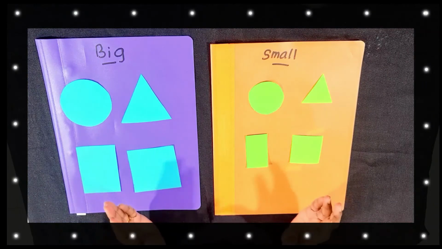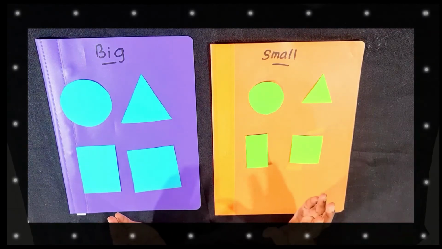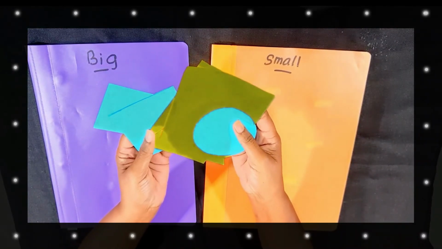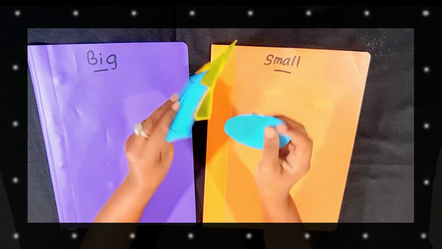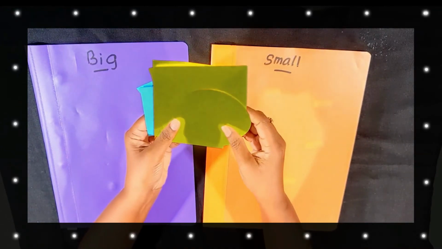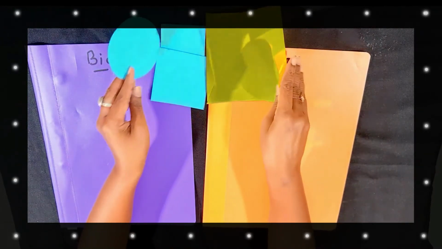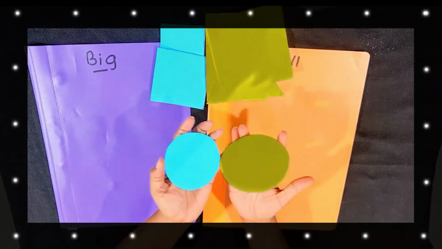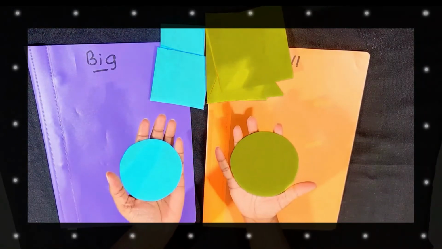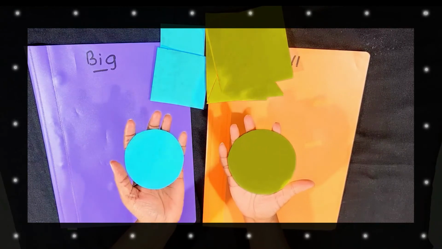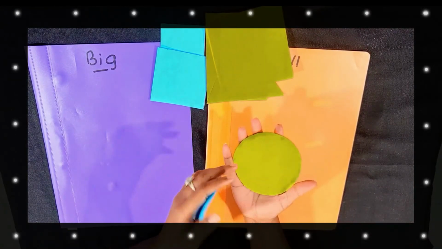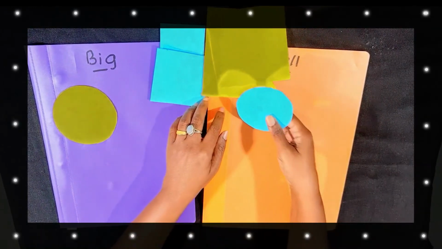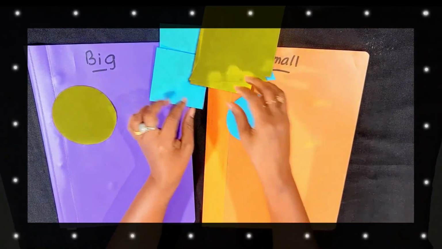Now I am going to show you another example. Okay, now I am going to separate the shapes according to the size. Now I have blue color shapes and yellow color shapes. I'll pick 2 circles. Which one is the big one? Is it blue color one? No. Yellow color one is big. So, keep this here and small one here.